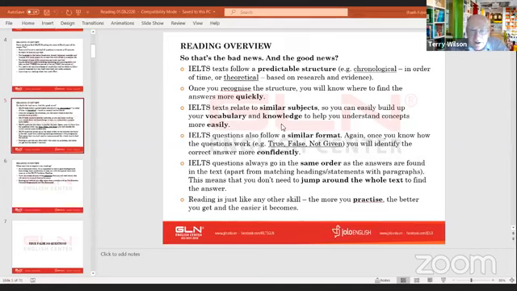And reading is just like any other skill. The more you practice, the better you get and the easier it becomes.